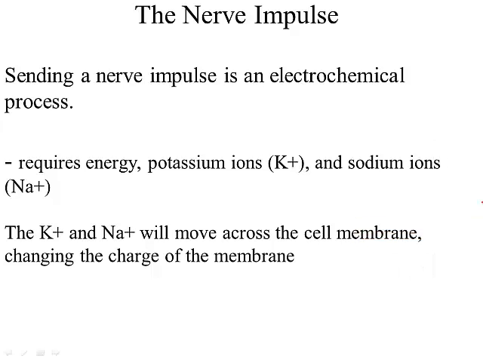Okay, this is podcast number 4 on Chapter 9, the nervous system. In this podcast, we're going to take a look at how an impulse is actually sent down the neuron. Anytime we send a nerve impulse, it is an electrochemical process.